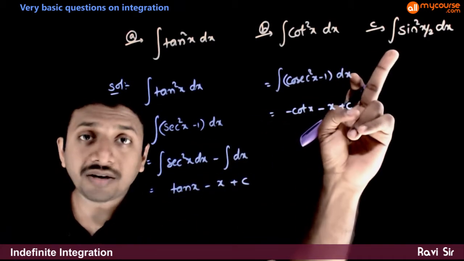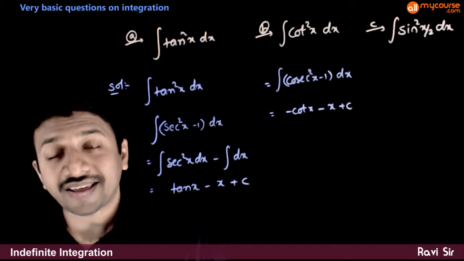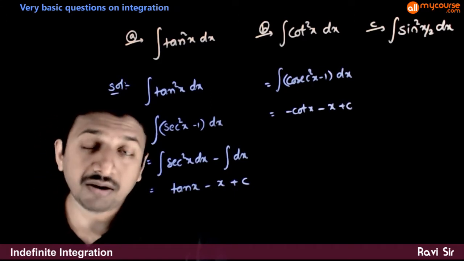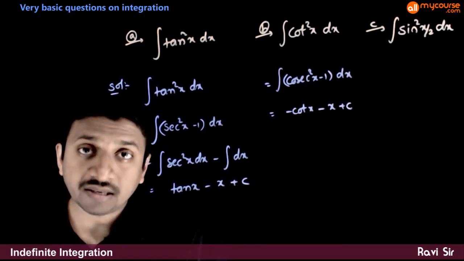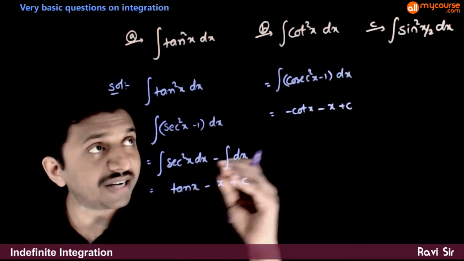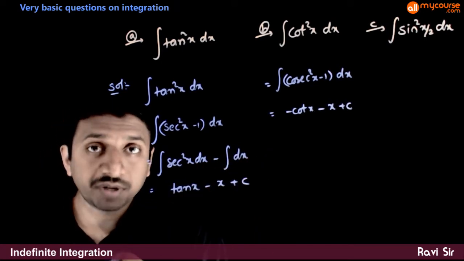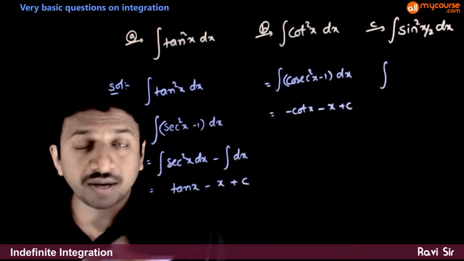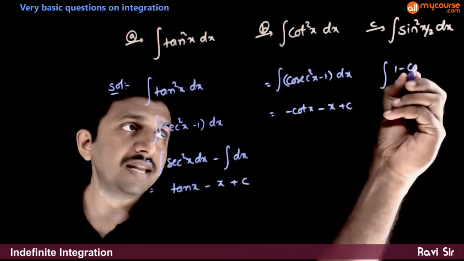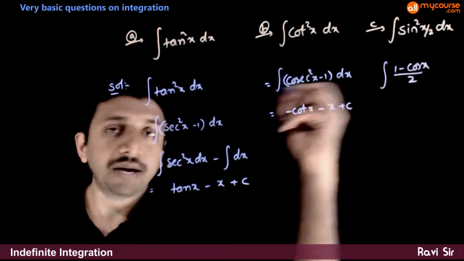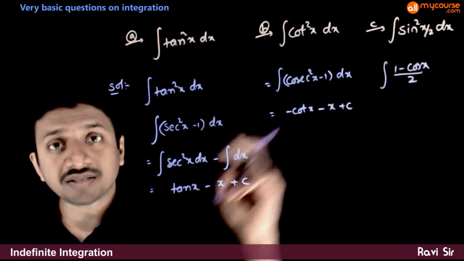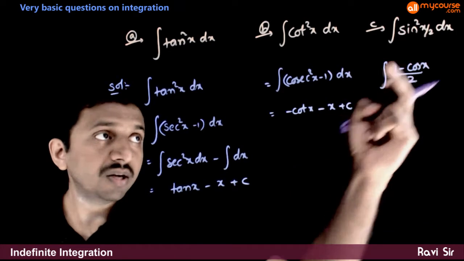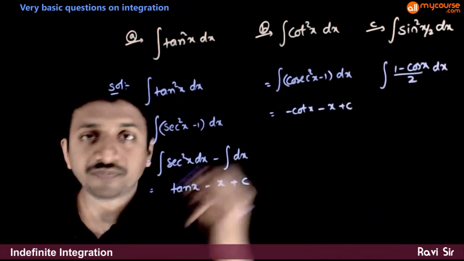And next, if you want to integrate sin square x by 2, here also there is no direct formula to integrate sin square x by 2. So we'll try to manipulate this using some trigonometric identities. So sin square x by 2 can be written as 1 minus cos x by 2, because 1 minus cos x is 2 sin square x by 2.